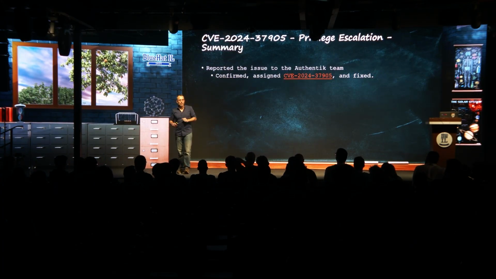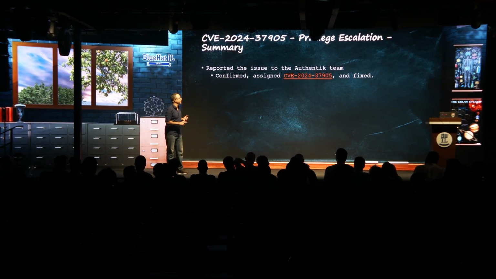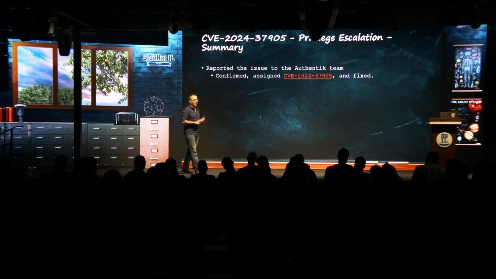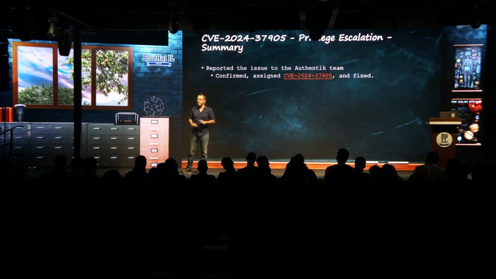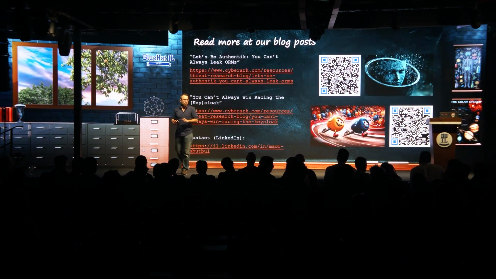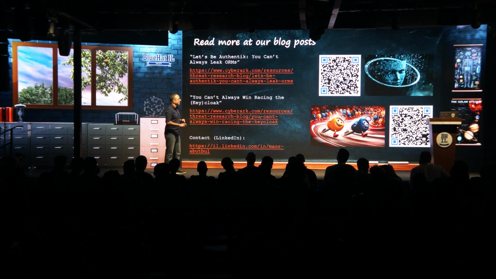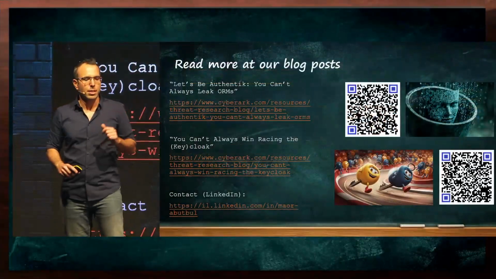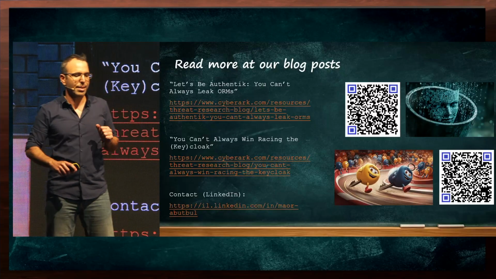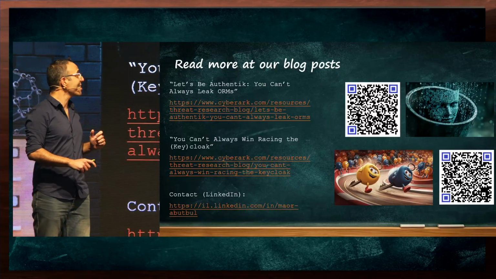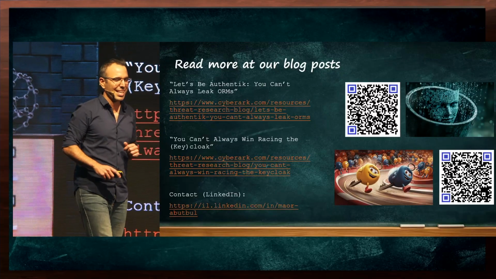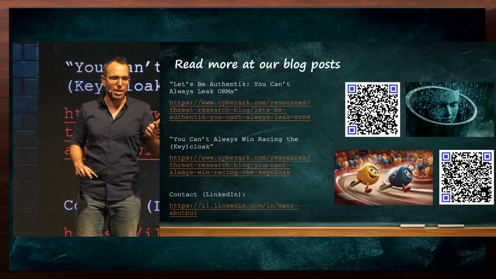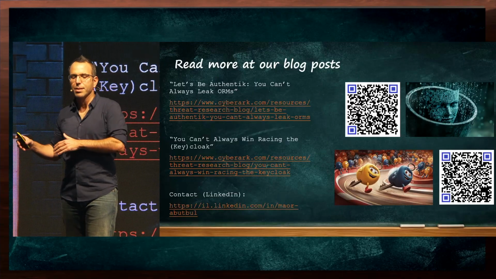To summarize this part, we reported this issue to the Authentik security team. They confirmed it, assigned a CVE, and fixed it. If you are interested in learning more about this research, check out our blog post. Let's be authentic. You can't always win. You can't always leak ORMs. In the blog, I cover these 2 vulnerabilities and more rabbit holes.